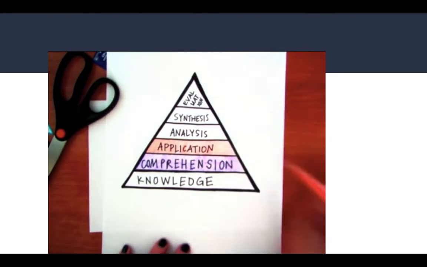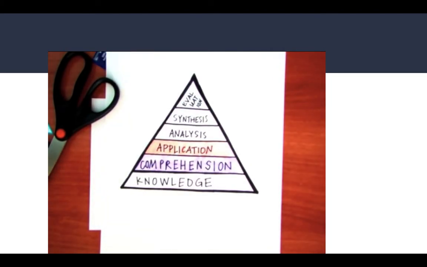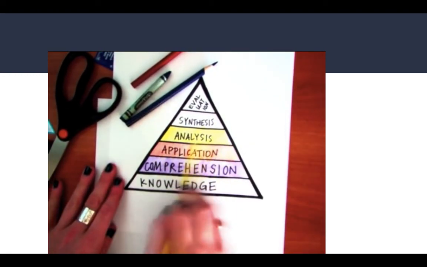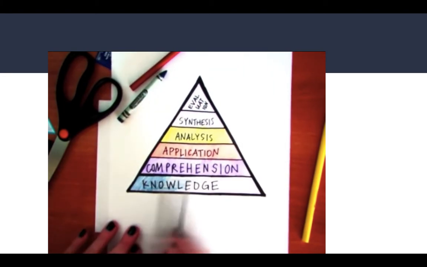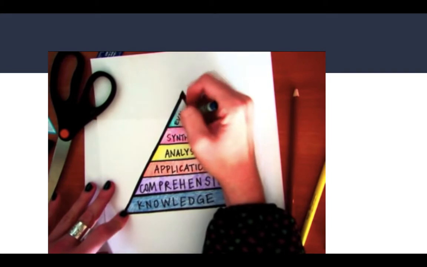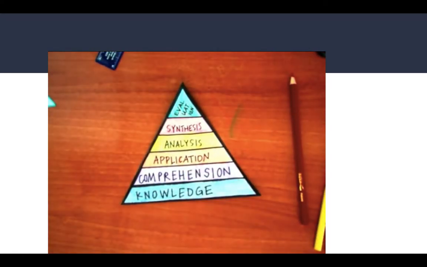This is actually the first image I ever saw of Bloom's when I was first learning it. It's in a pyramid shape, it has knowledge at the bottom, comprehension, application, analysis, synthesis, all the way to evaluation at the top. Or if you're using my pyramid, evaluate ion. The categories or levels operate in increasing degrees of difficulty. That is, the first must be mastered before the next one can occur.